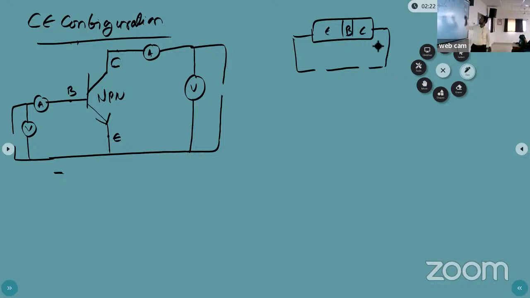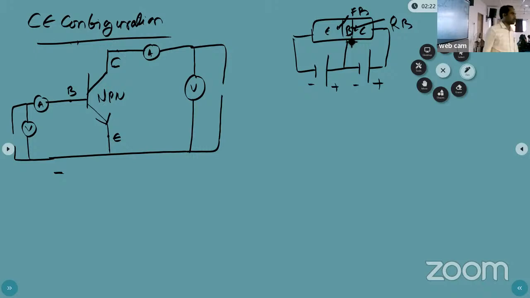Now tell me, for this emitter: negative, positive, negative, positive. Now tell me, this should be forward bias, and this one should be reverse bias.